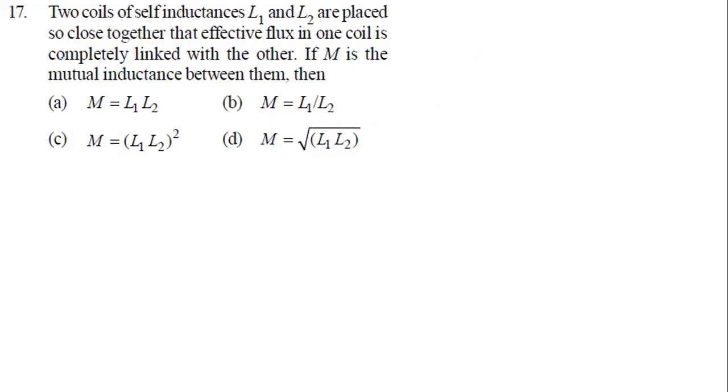Here, question number 17. Question number 17 says that two coils of self-inductance L1 and L2 are placed so close together that the effective flux of one coil is completely linked with the other coil. If M is the mutual inductance between them, then what is the relation between self-inductance and mutual inductance? That's the question they ask.